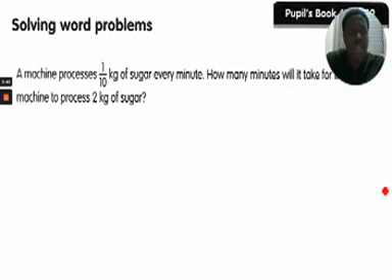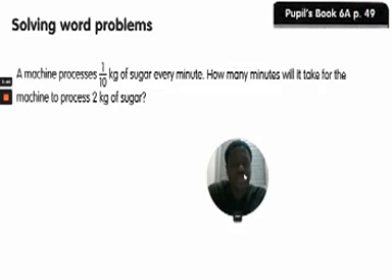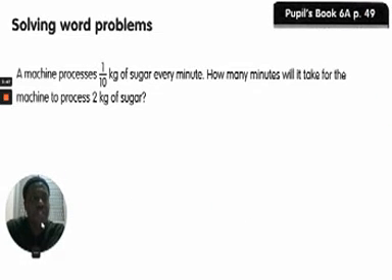So what page is this? Page 49 of people's book. Let's get it done. A machine processes 1 over 10 kilograms of sugar every minute. 1 minute, 1 over 10. How many minutes will it take for the machine to process 2 kilograms of sugar?